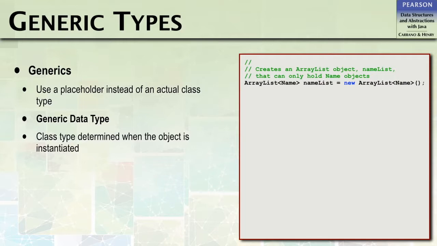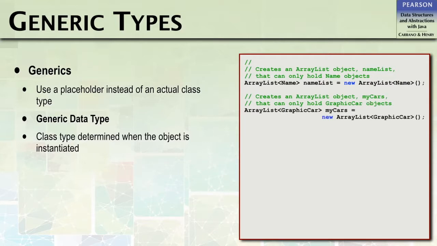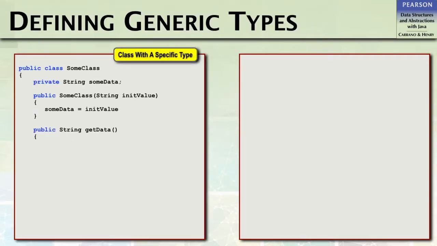In this example, we create an array list that will hold only name objects. Here, in this example, we create an array list that will hold graphic cars. The ArrayList class itself is an example of a generic data type, and the type of entries an array list will hold is determined when we compile these statements. We can do that with any number of classes.